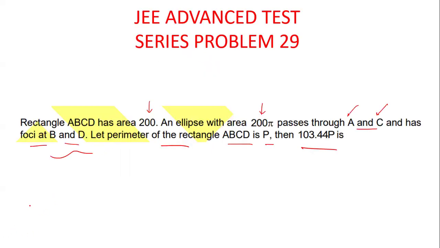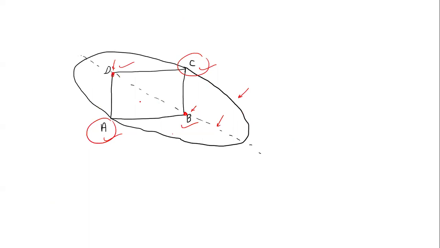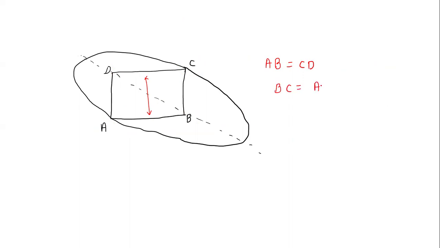And we have to find the perimeter of the rectangle ABCD. So this rectangle ABCD has a perimeter P, and we have to find out the perimeter value. So let's see how we can do this. First of all, we know the opposite sides in a rectangle are equal. So AB is equal to CD and BC is equal to AD.